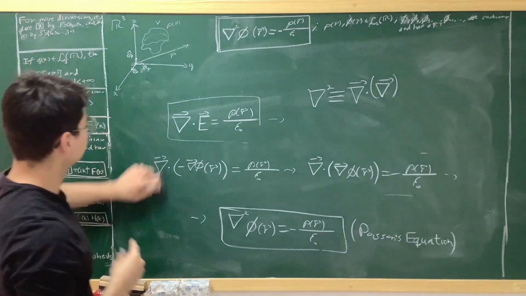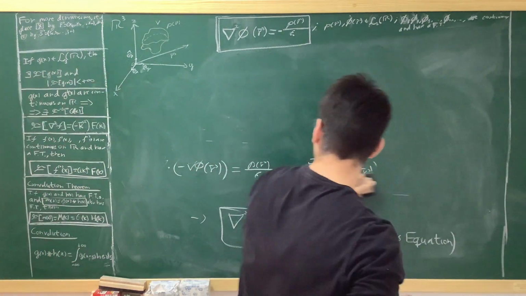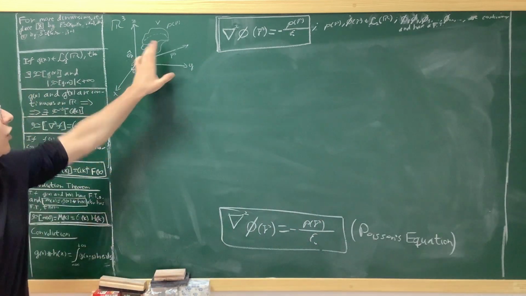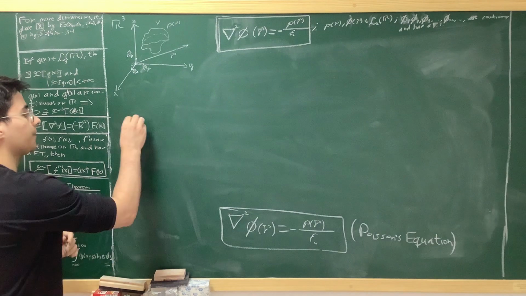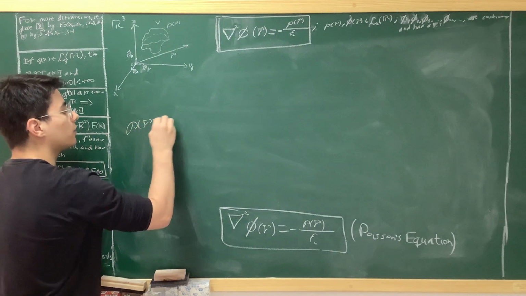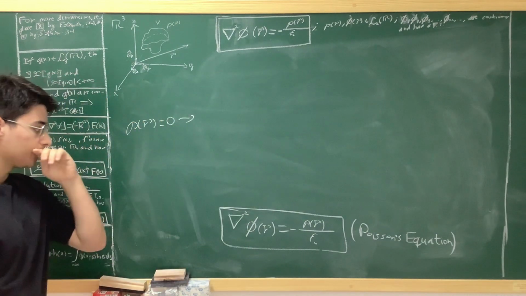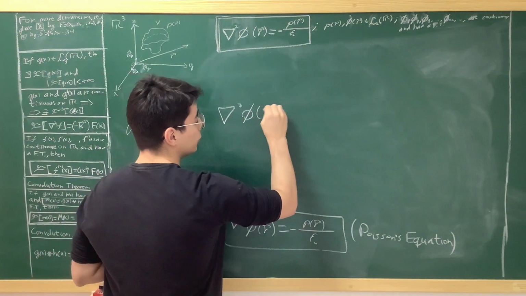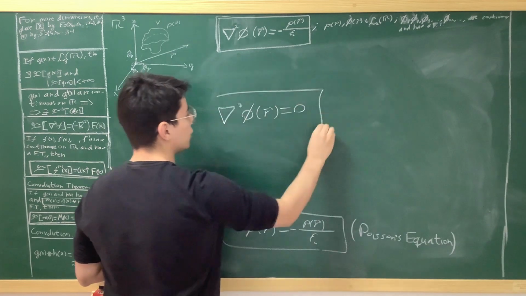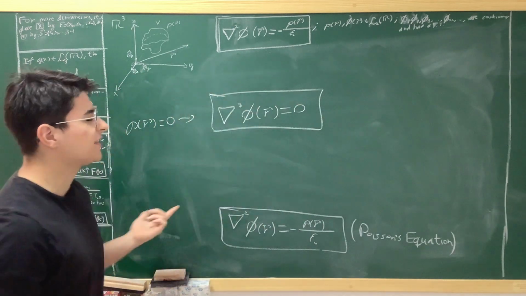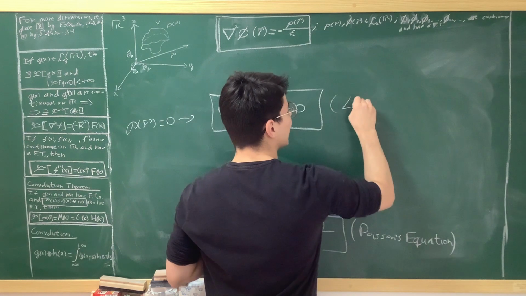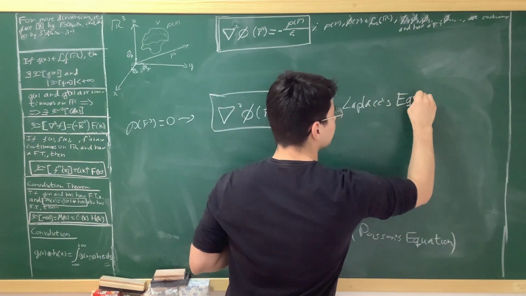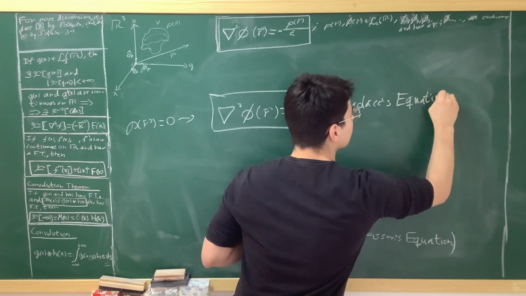Now just imagine, real quick, that there was actually no charge here, that rho is equal to 0. Then what we get is that the Laplacian of our potential is just 0, right? It's an easier equation, and this is what's known as Laplace's equation.